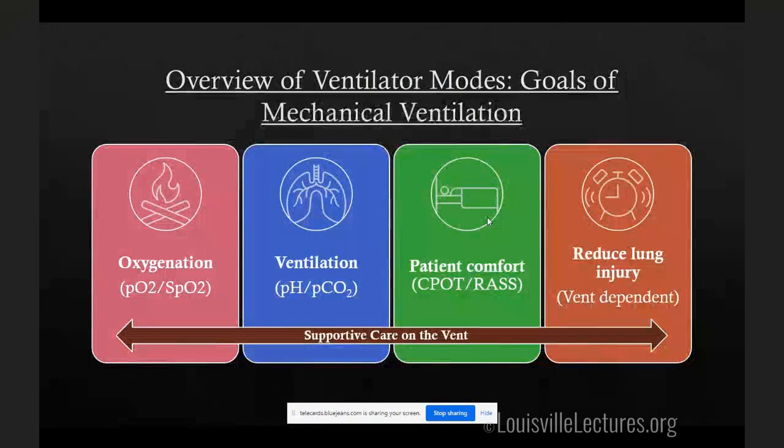Patient comfort is also incredibly important to improve synchrony and reduce injury on the vent. So checking a clinical pain scale such as the CPOT and checking the RASS score every day is important. And then finally, we want to make sure that our intervention isn't causing harm. And so you want to make sure those settings that we have on the patient on the vent are appropriate to reduce the ventilator-associated lung injury.